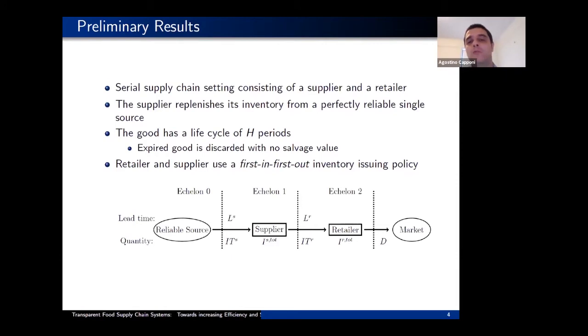And also what will be important to determine when and how to reorder is the in-transit inventory. So ITS is the inventory in transit from the source to the supplier, and ITR is the inventory in transit from the supplier to the retailer. And then we have the total inventory, both for the supplier and the retailer, which includes both in-transit inventory and the one that is already available at the supplier and at the retailer.